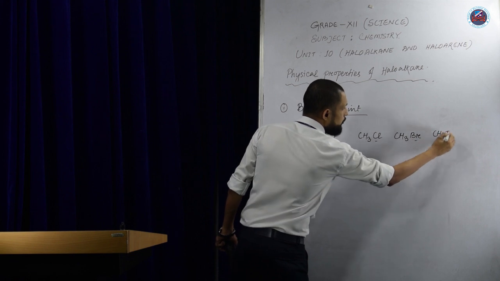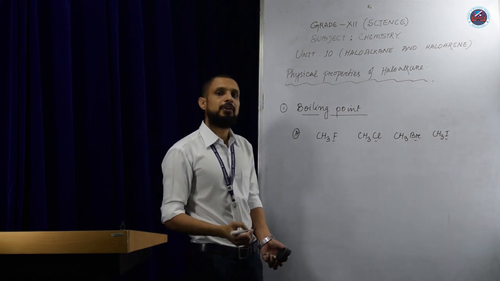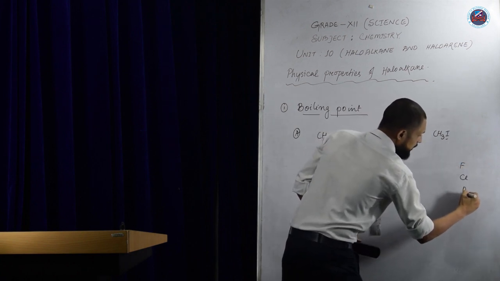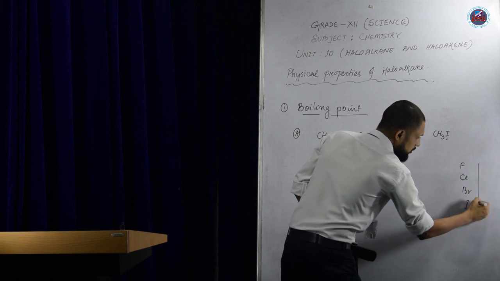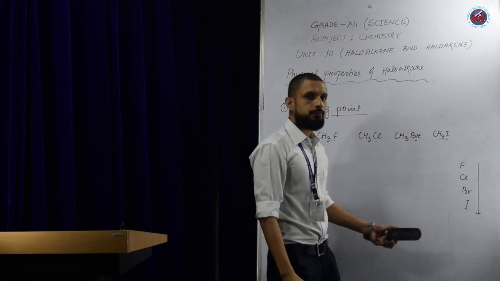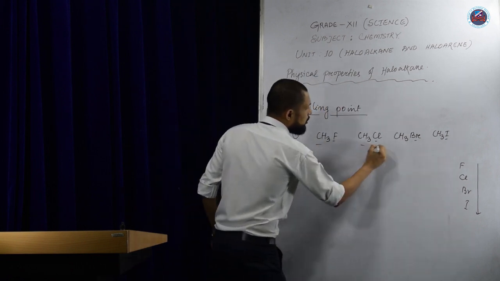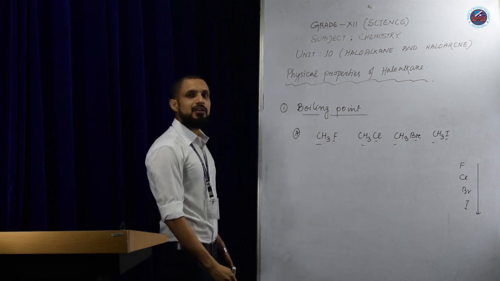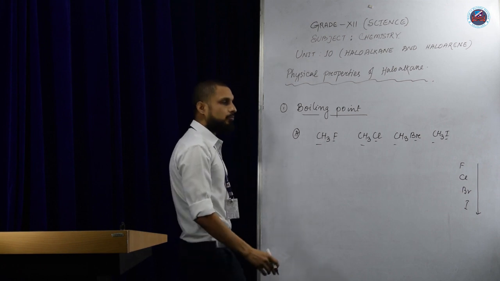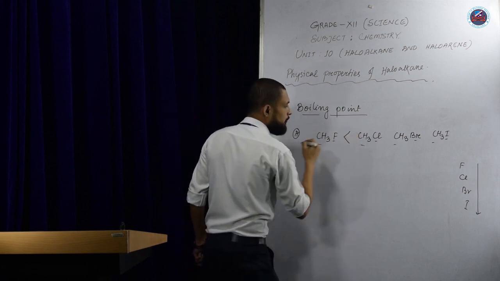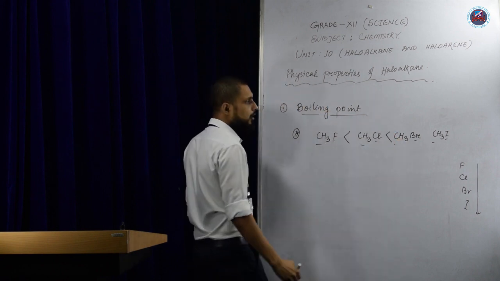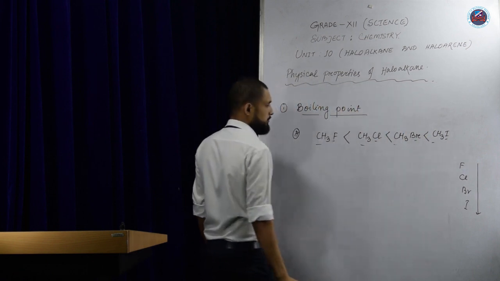Now, if you keep the alkyl group the same, the boiling point increases with the increase in the size of the halogen atom. When we look at the group 17 elements, it's fluorine, chlorine, bromine, iodine, and as we go down the group, the size of the halogen atom increases. So for a given alkyl group, the boiling point increases from fluorine to iodine. So the order of the boiling point will be CH3F less than CH3Cl, less than CH3Br, less than CH3I.